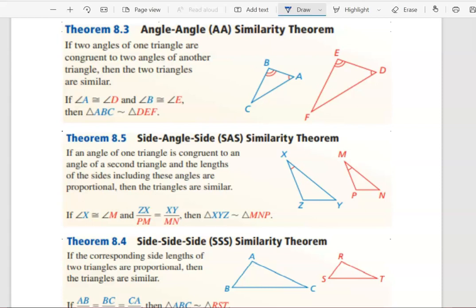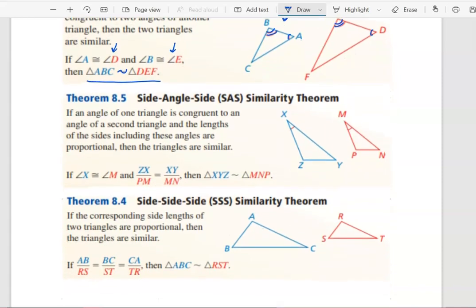AA is our very first one. That's angle, angle. And it's like the short and sweet one. Look at this example. All we need to know is that two angles are congruent in the two triangles, and that's it. So look, we could say angle A and D are congruent, B and E are congruent, and then I could write the similarity statement that triangle ABC is similar to triangle DEF. That one's super nice.